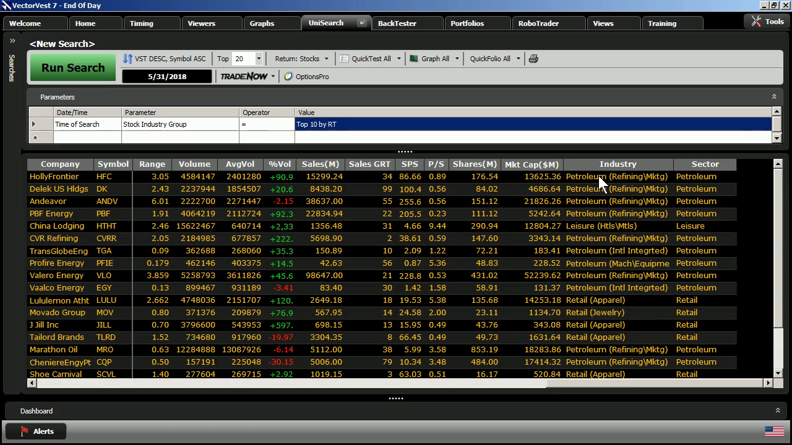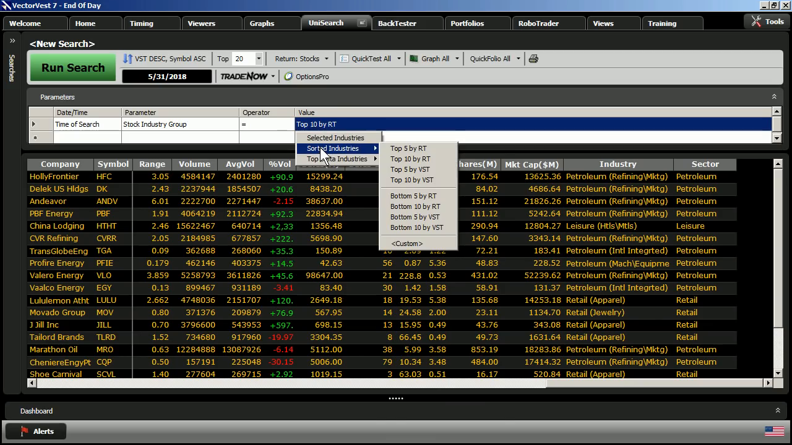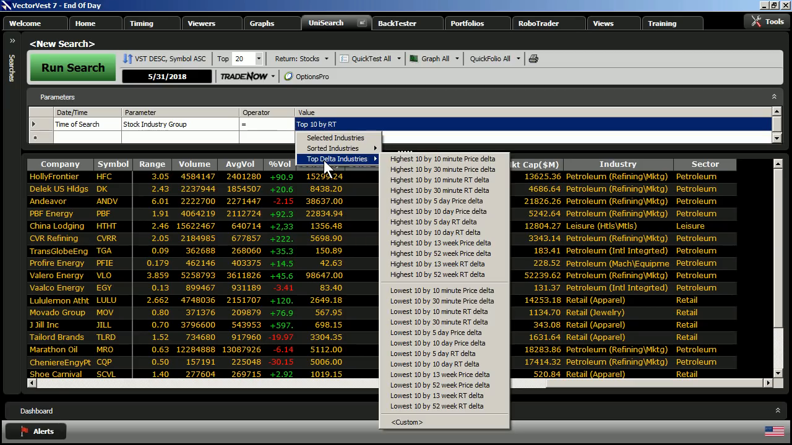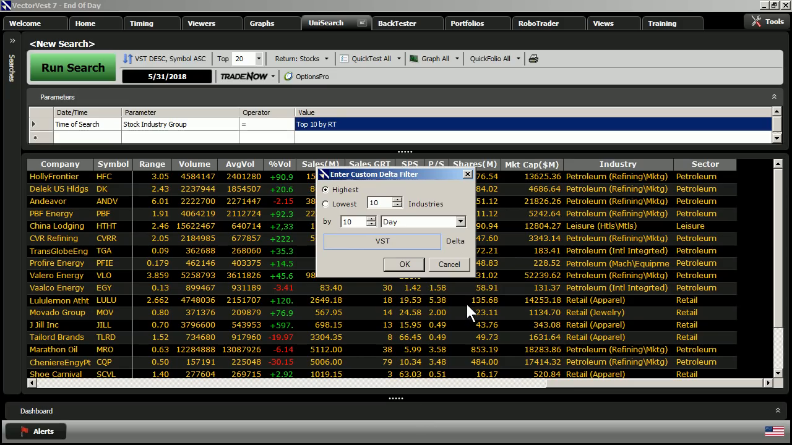To find our movers and shakers, to find the stocks in the industries that are accelerating the fastest, we'll change our filter from sorted industries to top delta industries. Delta measures the change in value over time of any indicator, expressed in percentage. And so we'll look at a change in the RT value over time. Again, we have some preloaded intervals. For instance, we'll look at the highest 10 industries by virtue of their change in RT value over the last 10 days. Or if I come to the bottom again, I can choose intervals of my own choosing.